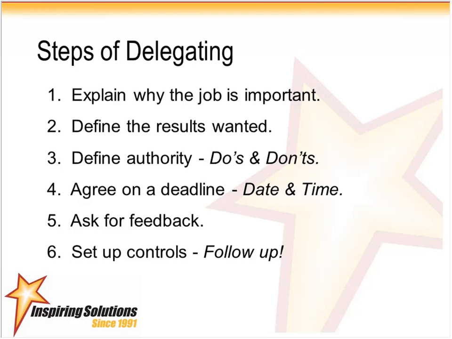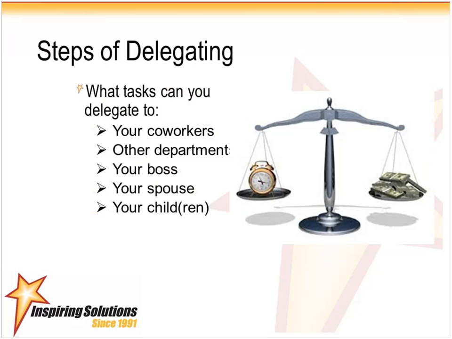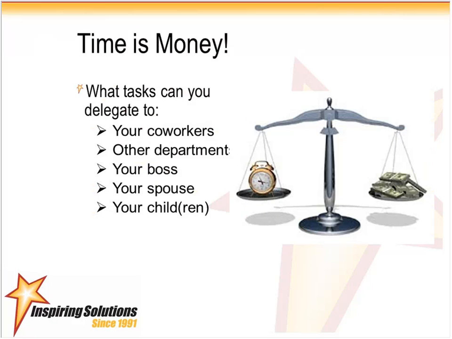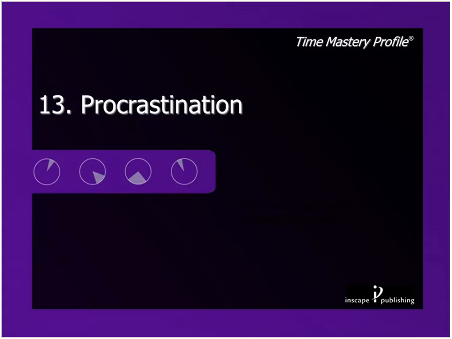So when can I check to see the progress, to avoid making the final deadline your first chance to look at it only to find out that it was done incorrectly? Time is money. What is it that you're going to be willing to delegate to your coworkers, to other departments, your boss, your spouse, and children?